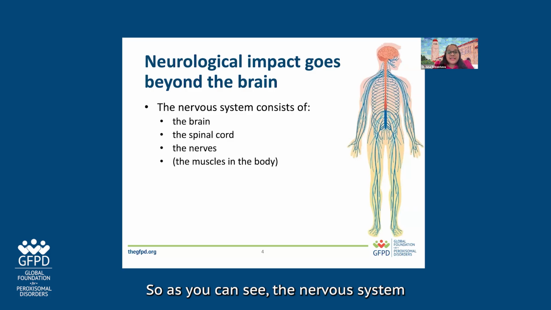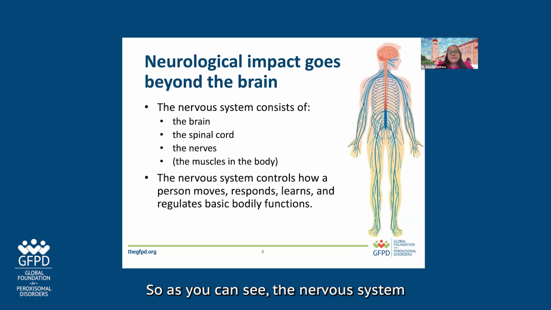So, as you can see, the nervous system controls a lot and processes a lot of signals that go from the brain to different parts of the body.